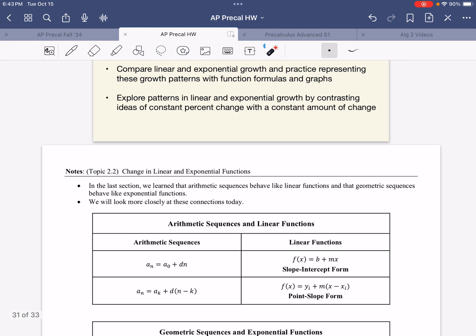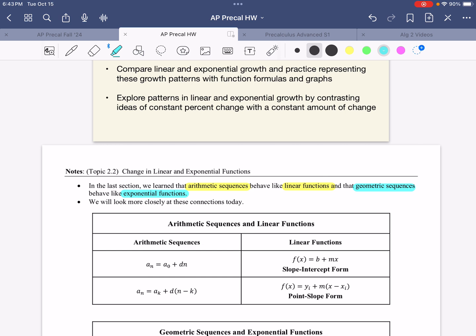In the last section, we learned that arithmetic sequences behave like linear functions. Let me grab my highlighter. So arithmetic sequences behave like linear functions, while geometric sequences behave like exponential functions. We're going to look more closely at the connections between the two today.